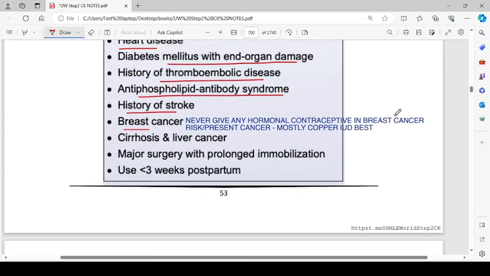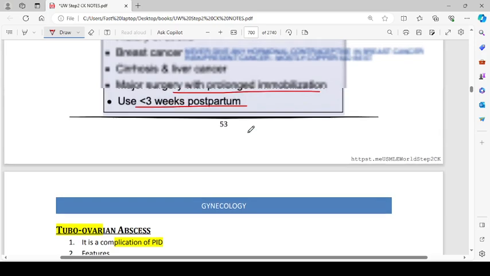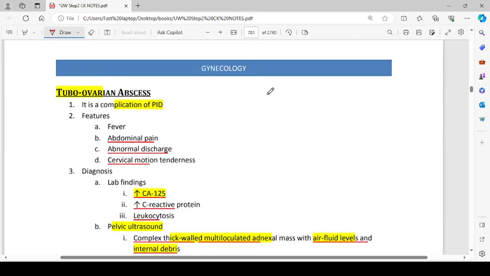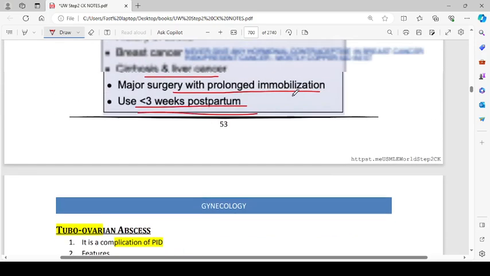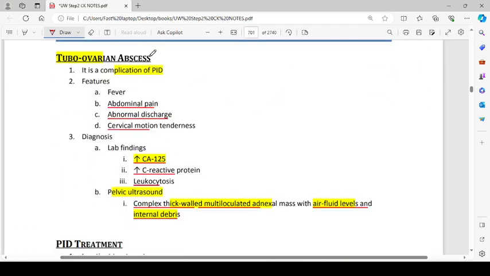Never give any hormonal contraceptives in breast cancer. Risk or present cancer. Mostly copper IUD is the best in these situations. Cirrhosis and liver cancer. Major surgery with prolonged immobilization and use of less than 3 weeks postpartum. Okay, so use less than 3 weeks postpartum is also contraindicated for some reason.